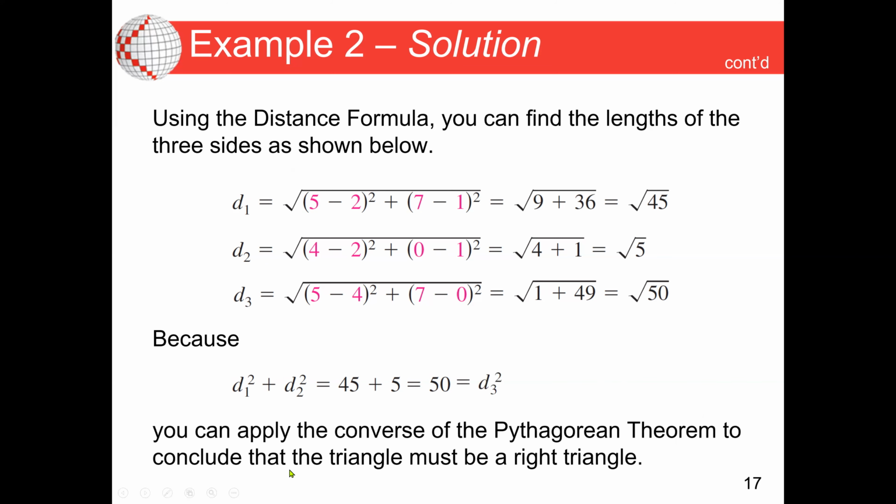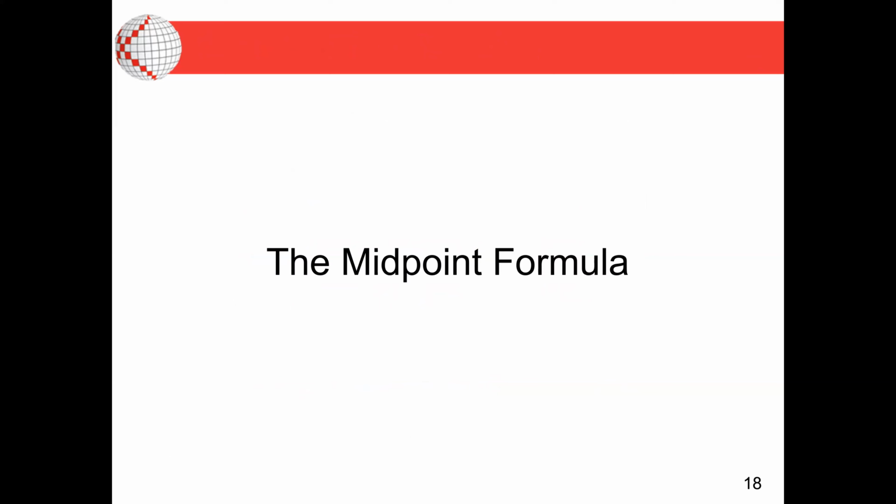So here we can apply the converse of the Pythagorean theorem to conclude that the triangle must be a right triangle. And actually from that graph we also saw one angle is 90 degrees. And when you have a triangle where one angle is 90 degrees, it means it's a right triangle. And the last subtopic is how do we find a midpoint?